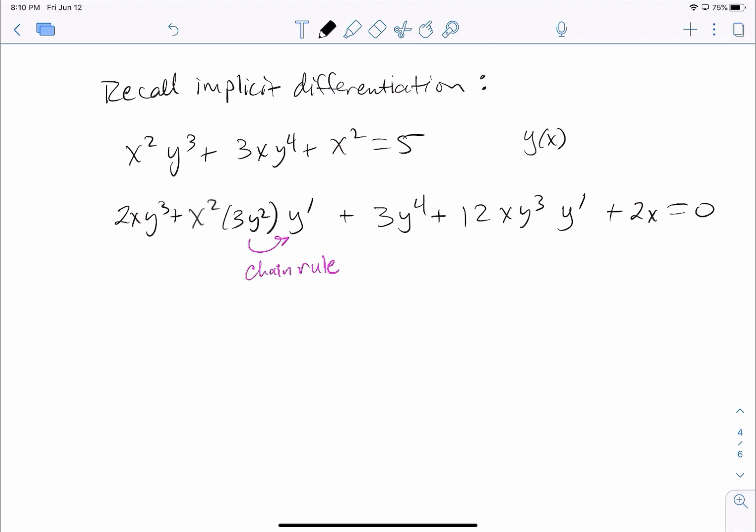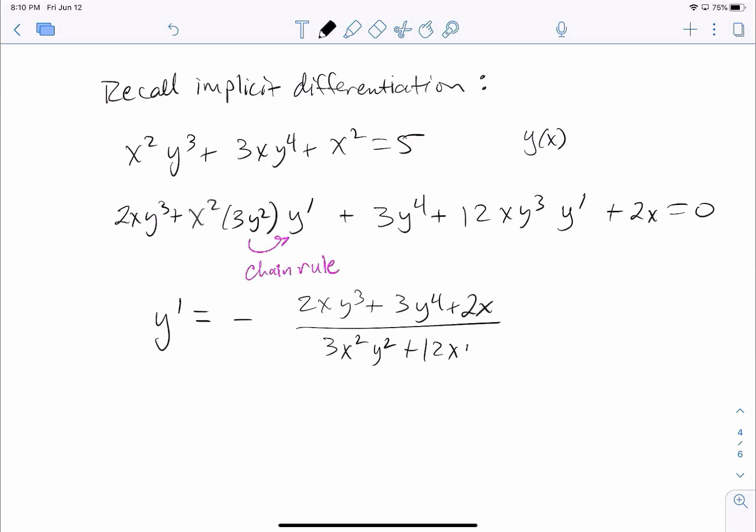And our goal in a case like this would be to isolate y prime. By subtracting, factoring, and dividing, we would end up with y prime is equal to negative 2xy cubed plus 3y to the 4th plus 2x, all divided by 3x squared y squared plus 12xy cubed. It's worth noting that y prime is often written, even in this context, as dy/dx. And so instead of writing y prime in those terms, we could write down dy/dx for both of those, and it would mean the same thing.